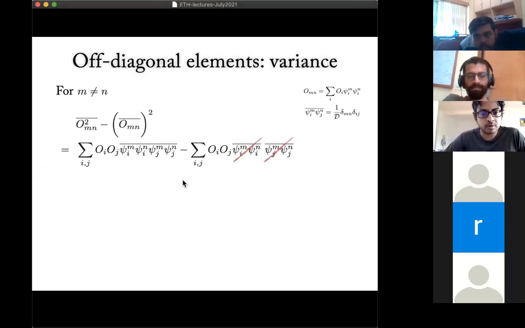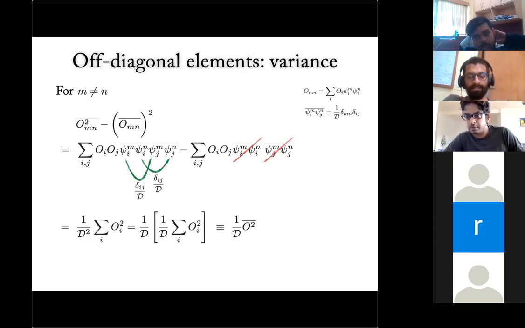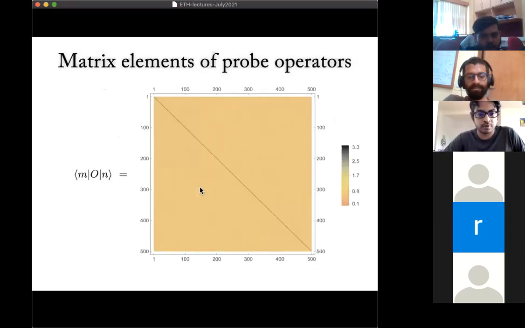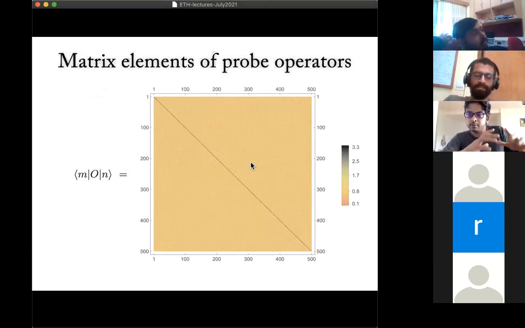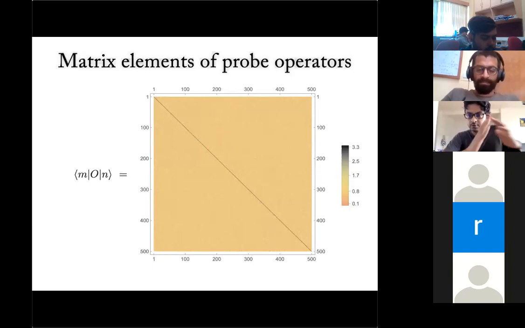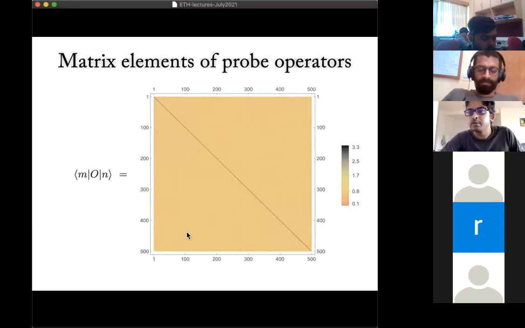All right, so we saw that the variance of both the diagonal as well as the off-diagonal elements is suppressed by 1 over d. So for the matrix elements of an operator O, the diagonal elements are much larger compared to the off-diagonal elements. The mean of the off-diagonal element is 0, and the fluctuations are 1 over d. So you have some non-zero values because of the fluctuations. But the diagonal matrix elements are actually smooth, sharply peaked about the mean since the fluctuations are small. So the diagonal elements are smooth and much higher than the off-diagonal ones.